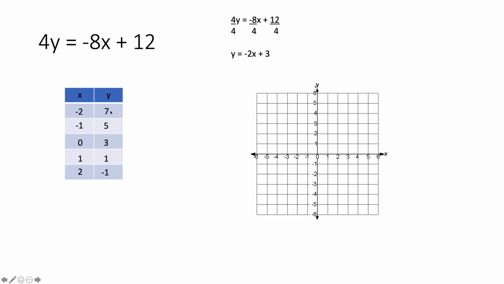Once I get the table, I know my first point is negative 2 comma 7, then negative 1, 5, then 0, 3, then 1, 1, and 2, negative 1. So I plot my points. And then I connect the dots. And there's my line, okay?